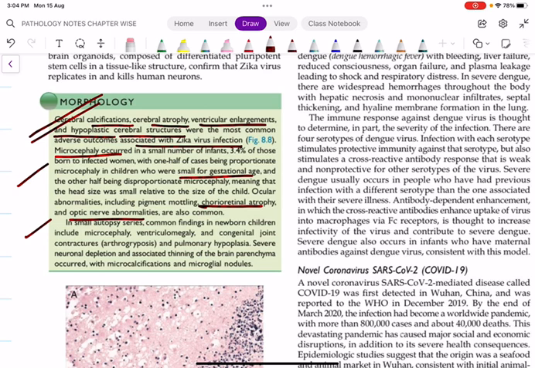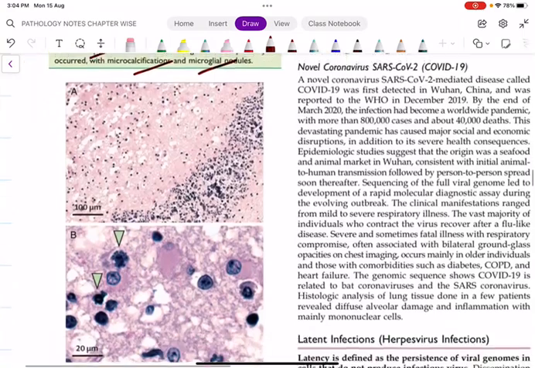Then I told you microcephaly, ventriculomegaly, then pulmonary hypoplasia. The neuronal depletion with microcalcification and microglial nodules. All these are the points that you have to remember in case of Zika viral infection.